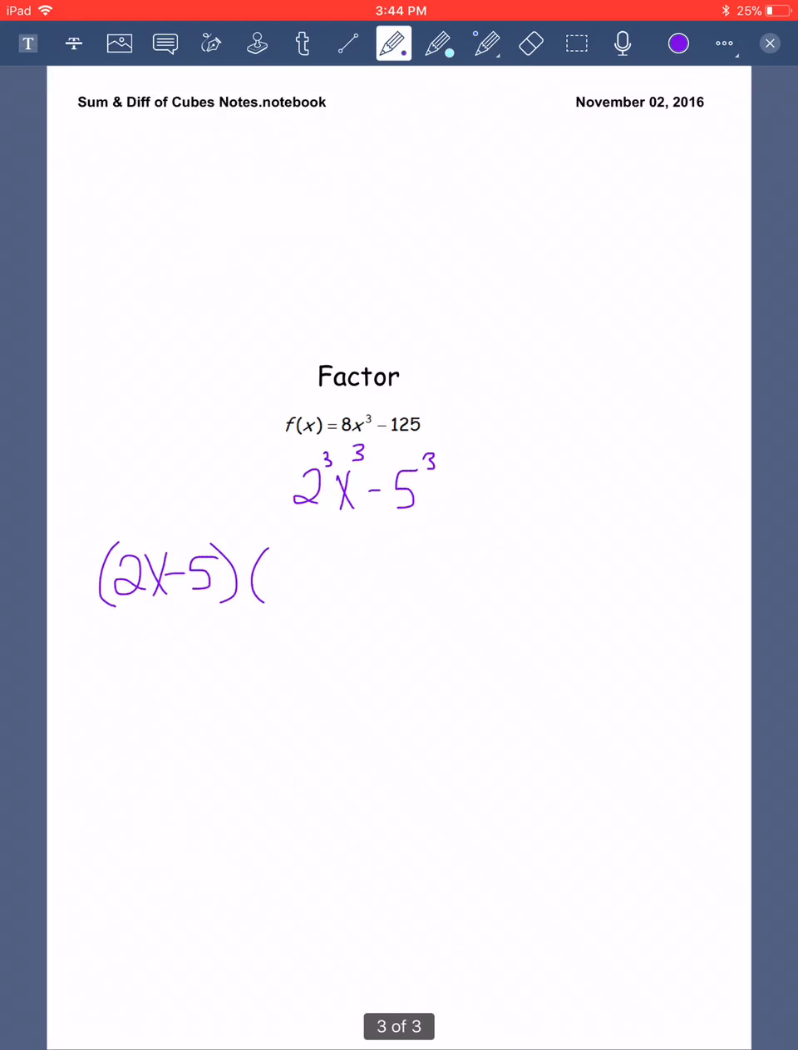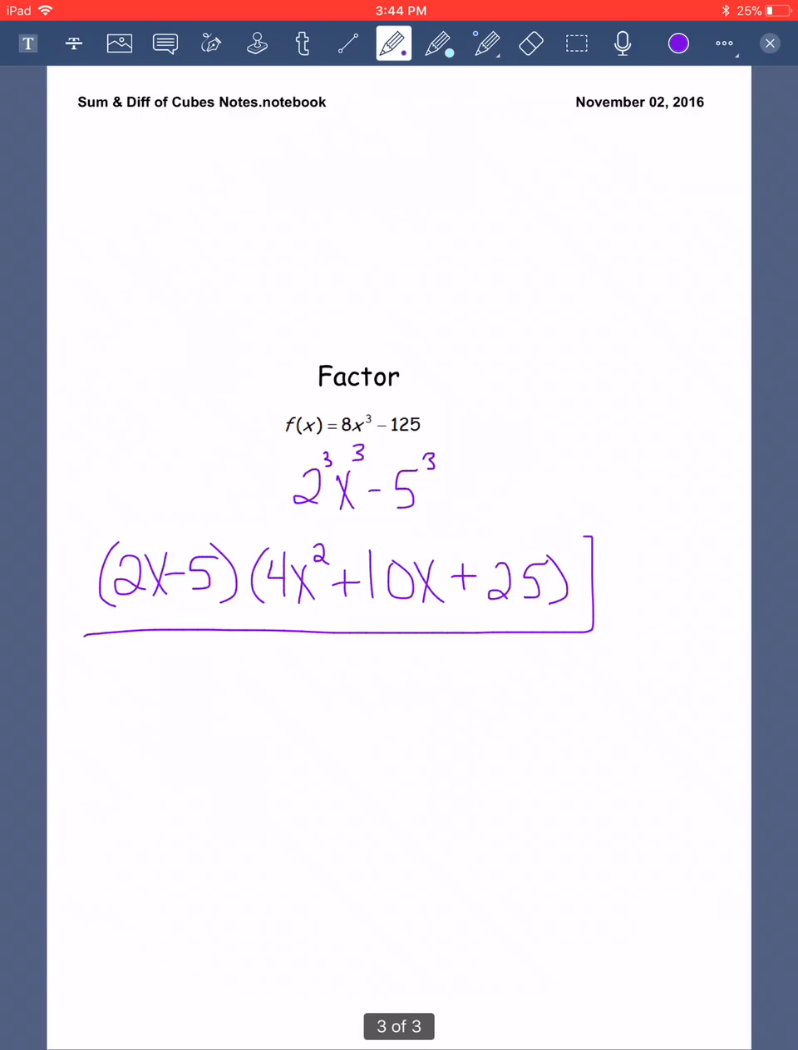And now I can launch into SOFAs. So square the first term. Well, my first term is 2x. So when I square that, that becomes 4x squared, because the 2 gets squared and the x gets squared. Opposite sign, so it's subtraction originally, so it's going to be addition. Then we do first times last, so 2x times 5 is 10x. Then we always add, and then we square the second term, so 5 squared is 25. So our two factors are 2x minus 5 and 4x squared plus 10x plus 25.